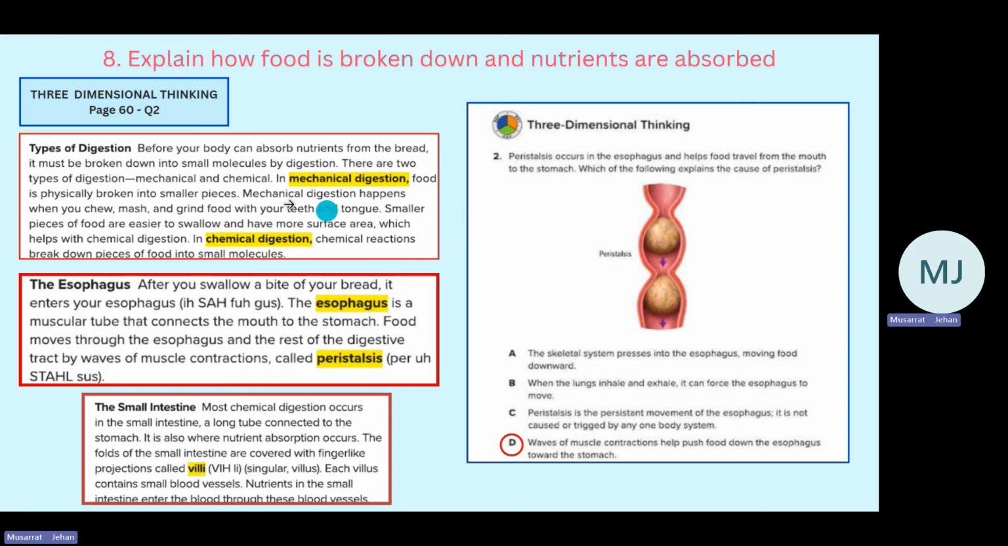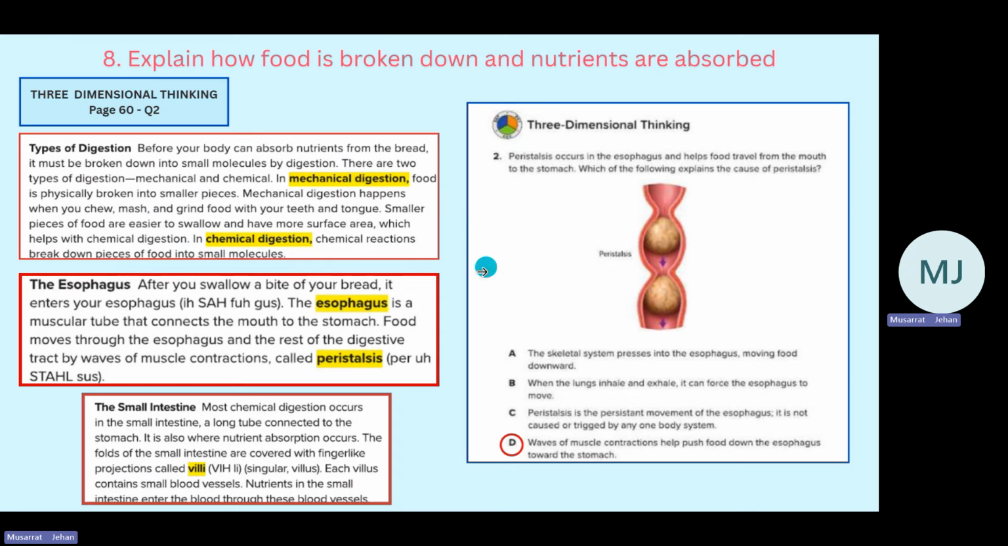And why is it important? Because they go hand in hand. Mechanical helps chemical. Why? Because when the food breaks down into smaller pieces, it is easy for us to swallow, and it has more surface area so that the enzymes, the digestive juices, can act on it. So both are important. Mechanical is important for chemical. And chemical digestion is when chemical reactions break down pieces of food into small molecules.